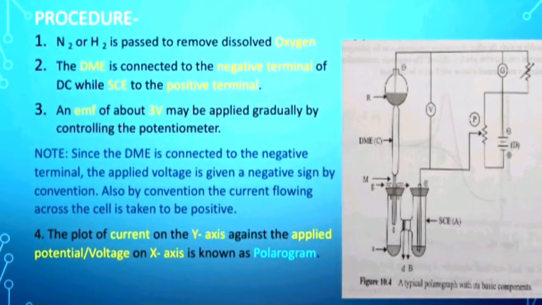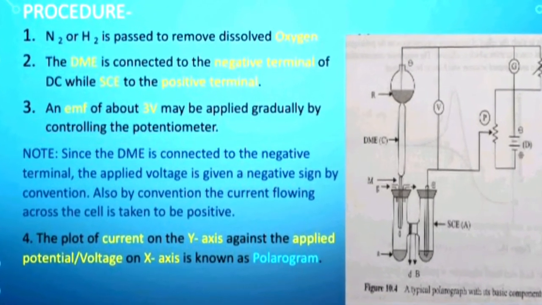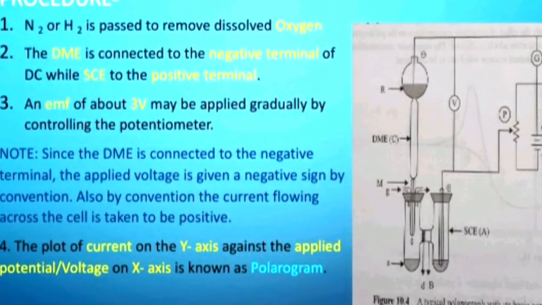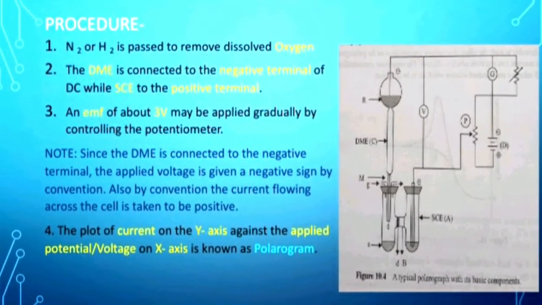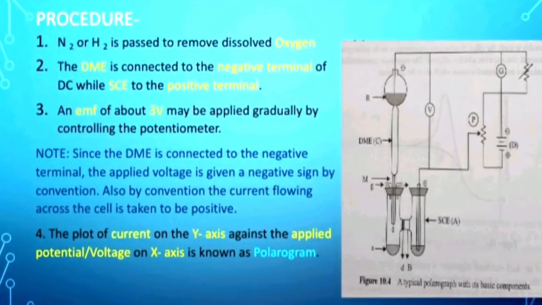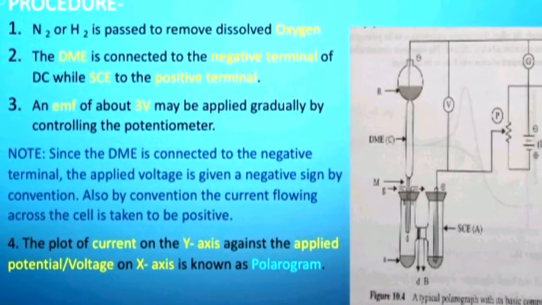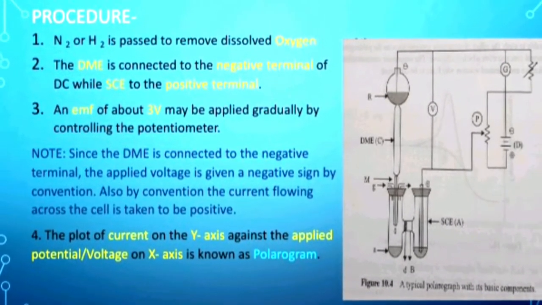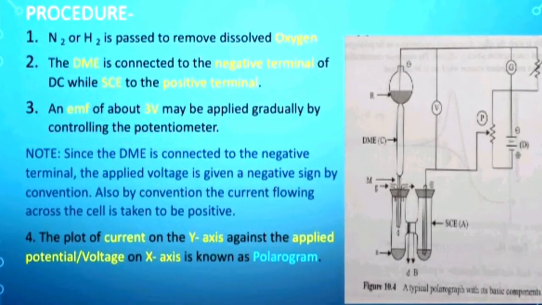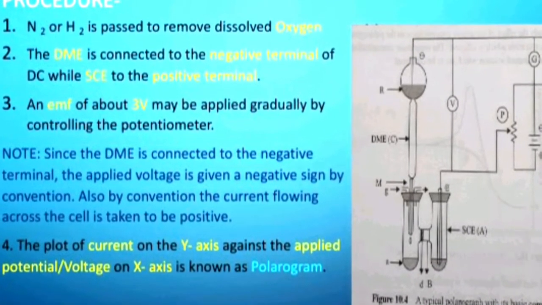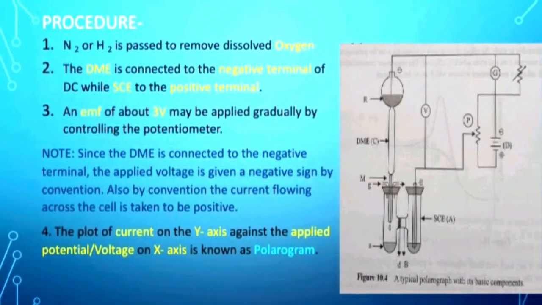Next, the cathode, which is the dropping mercury electrode, is connected to the negative terminal of the DC source or the DC supply. And on the other hand, the anode will be connected to the positive terminal. Anode here is the calomel electrode that we have, the standard calomel electrode. In the third step, a voltage of about 3 volts is applied gradually by controlling the potentiometer, which in this case is a voltage divider.